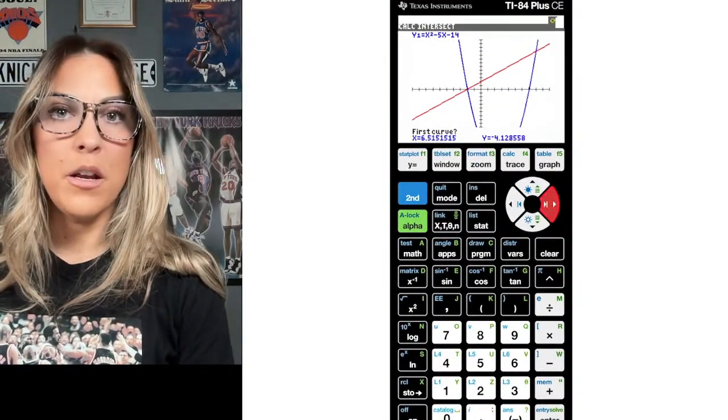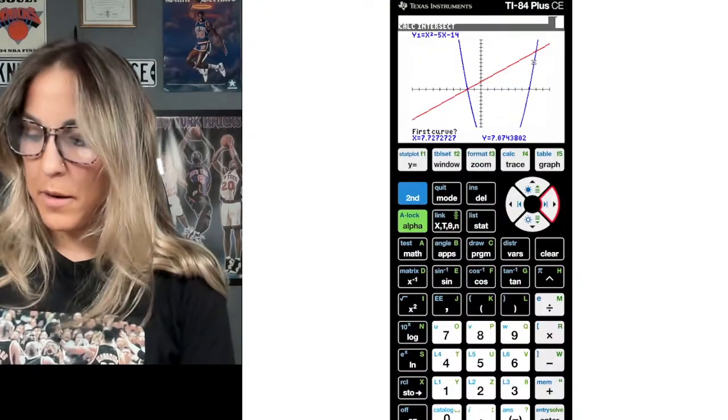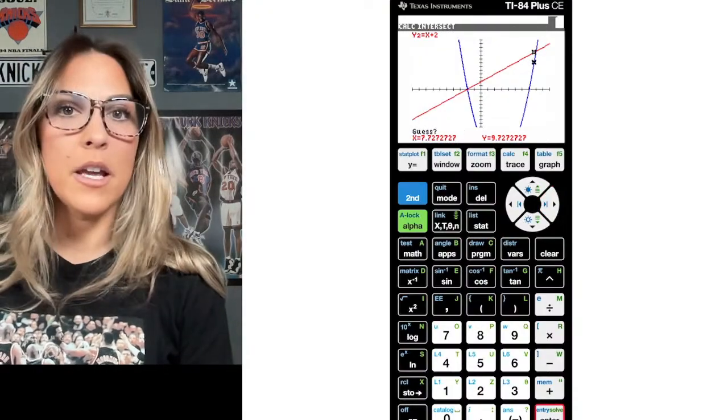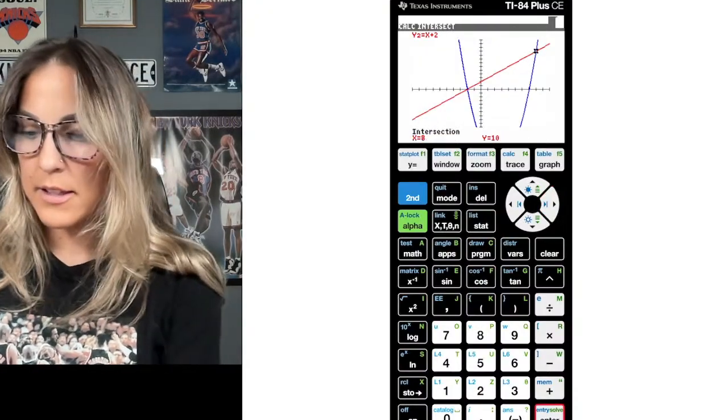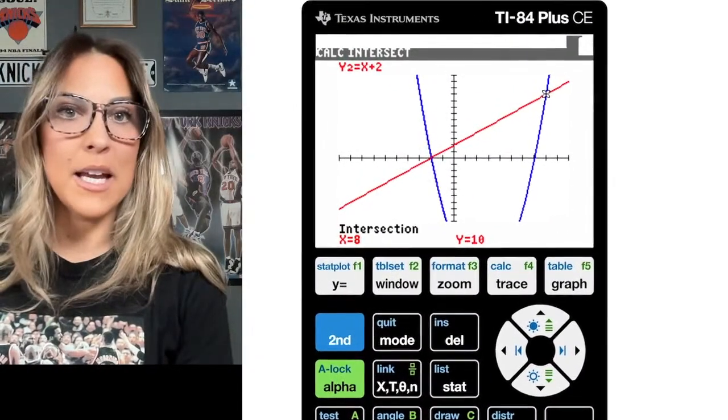Let's wait for him to appear. There he comes. All right. Now I'm going to hit enter here. It's asking me, am I on the second curve? Hit enter here, hit guess. And now it's giving you that second point of intersection.